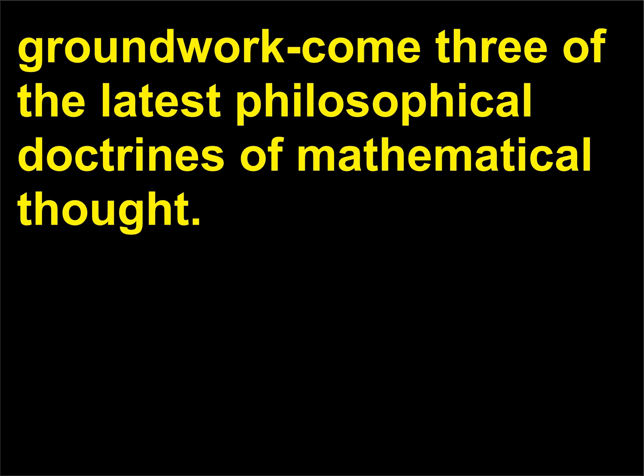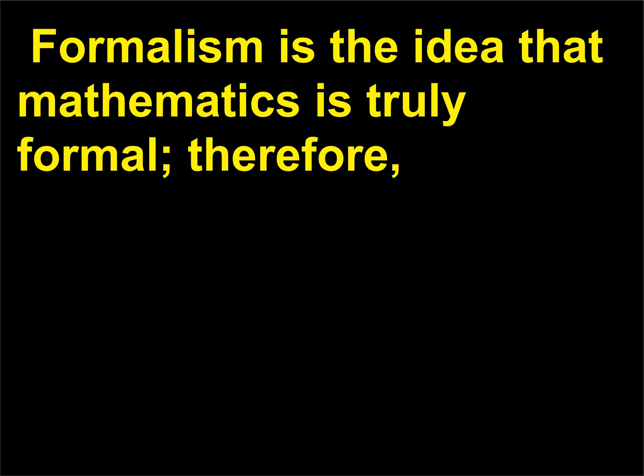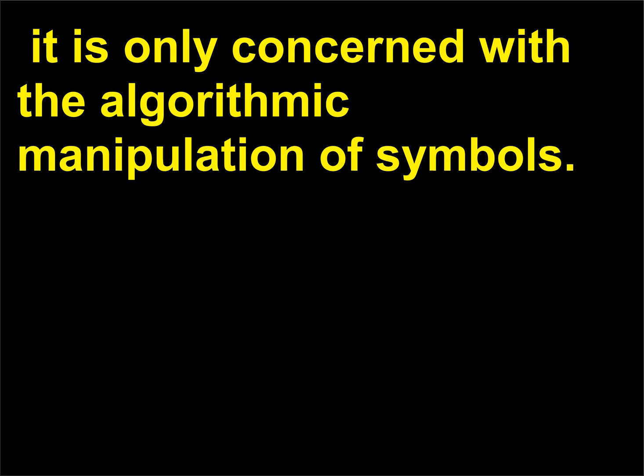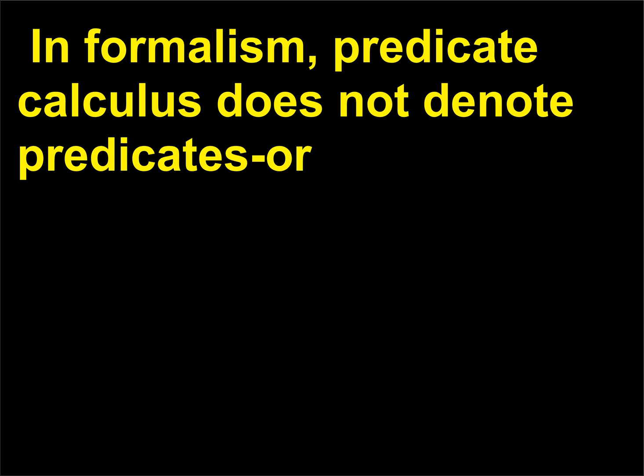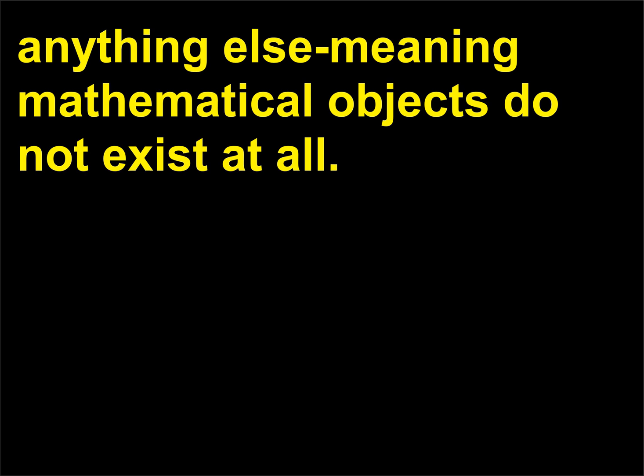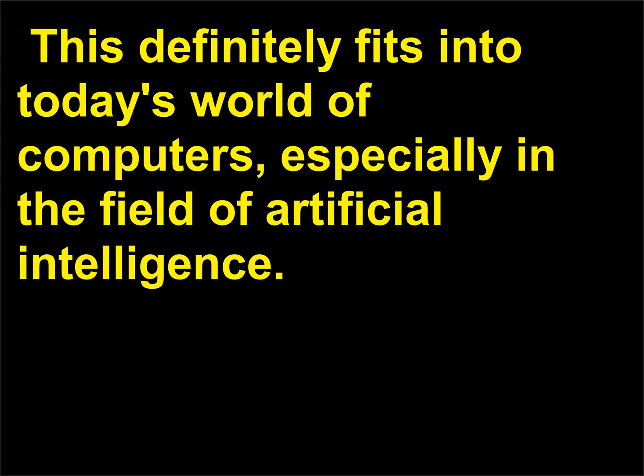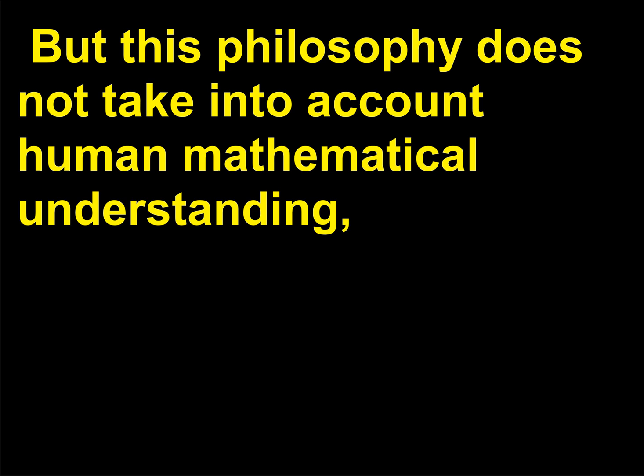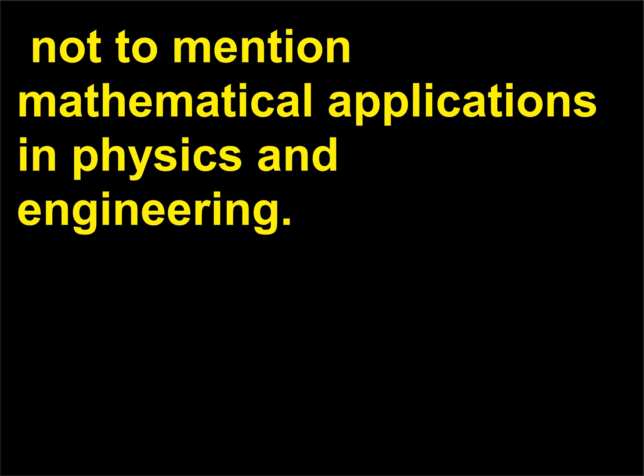Formalism is the idea that mathematics is truly formal, therefore, it is only concerned with the algorithmic manipulation of symbols. In formalism, predicate calculus does not denote predicates or anything else, meaning mathematical objects do not exist at all. This definitely fits into today's world of computers, especially in the field of artificial intelligence. But this philosophy does not take into account human mathematical understanding, not to mention mathematical applications in physics and engineering.